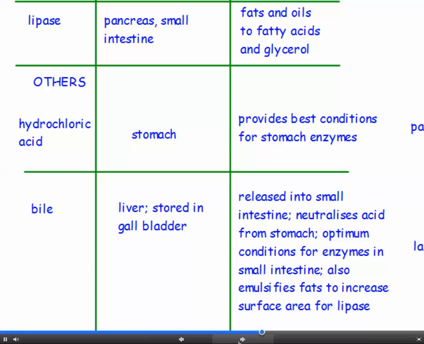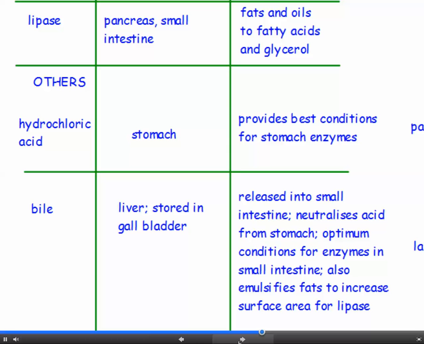Now this is produced by the liver and it's stored in the gallbladder, which is a little pocket within the liver. It's released into the small intestine. Now bile is slightly alkaline, which means that it neutralizes the acid that comes with the stomach contents into the small intestine. So this provides the optimum conditions for the enzymes in the small intestine.